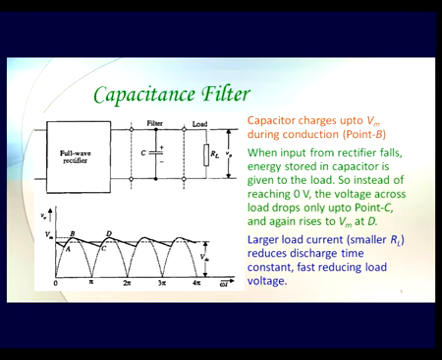Now of course, the performance of this filter is going to depend on the value of the load also. If my load resistance reduces, it means there is larger current flowing through it. So when the requirement of larger current is there, this capacitor is going to get discharged faster. In such cases, instead of reaching point C here, the voltage will reach a little below and then go up.